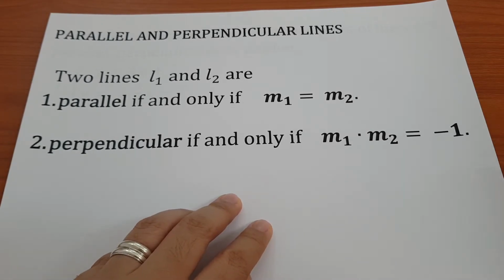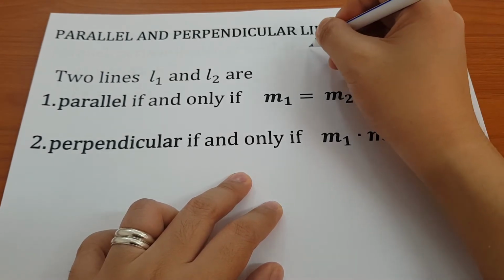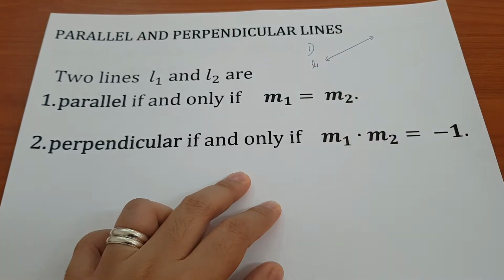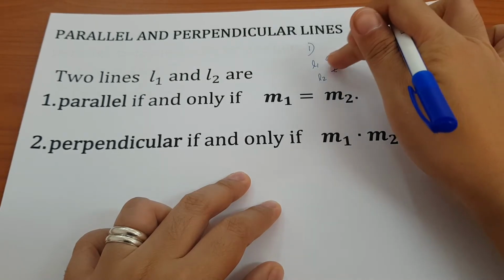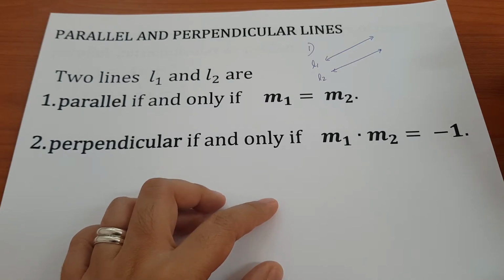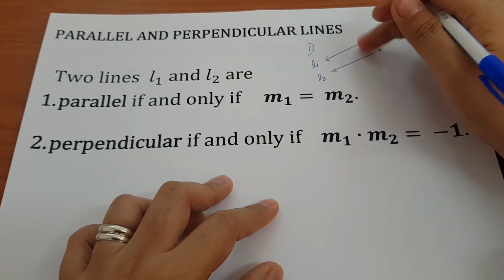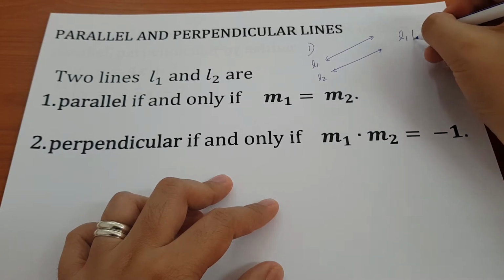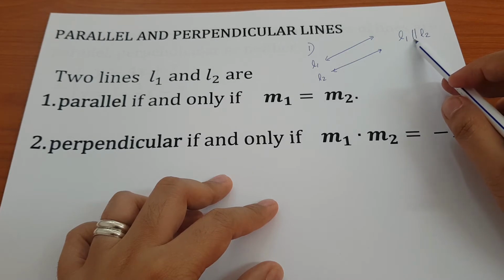Geometrically, to graph that, lines are parallel. For example, let's say this is line 1, and this is another line 2. You observe that no matter how much we extend the lines, they will never meet at all. So line 1 is parallel to line 2. This is the notation for parallel.